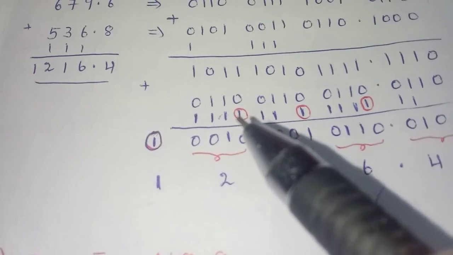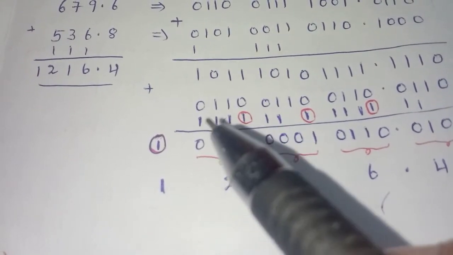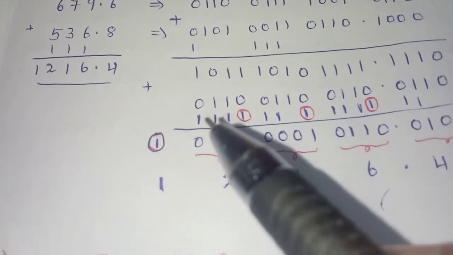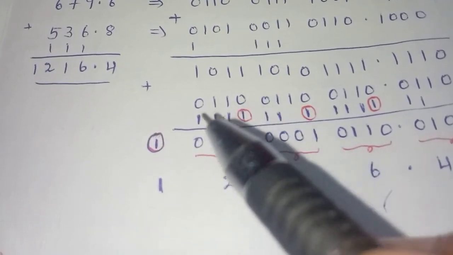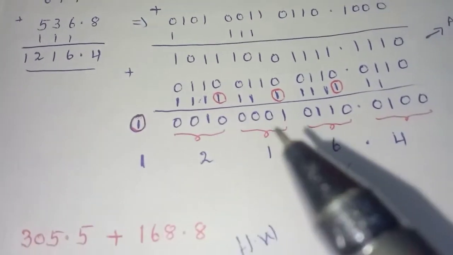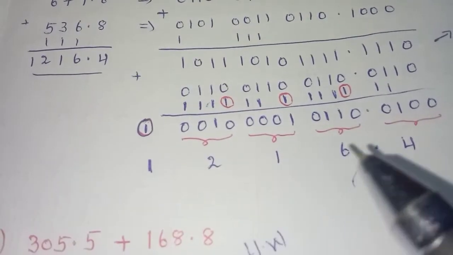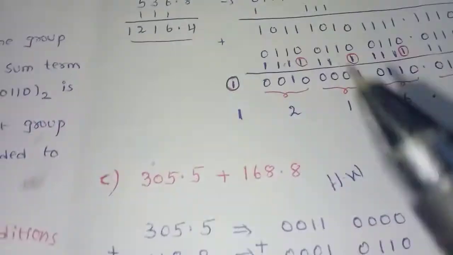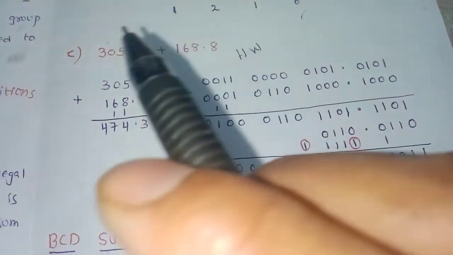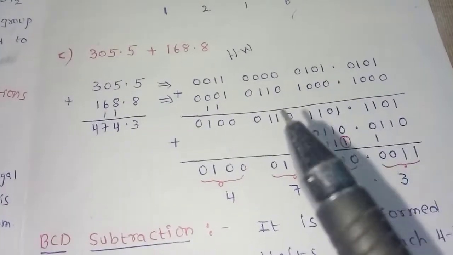Is it clear? Then sum 0 carry 1, sum 1 carry 1, sum 0 carry 1, sum 0 carry 1. If you observe there is a carry, don't forget we already added 6 here also. In this way you have to do the correction. Then if you observe 1216.4, it matches. If you want, you can do this example on your own. This is the example for you to do on your own.